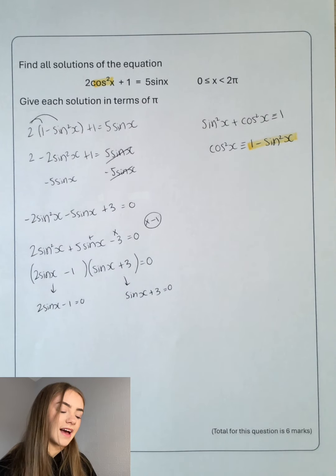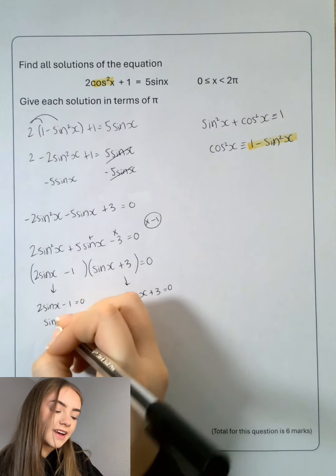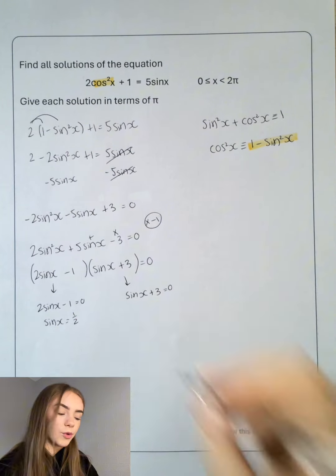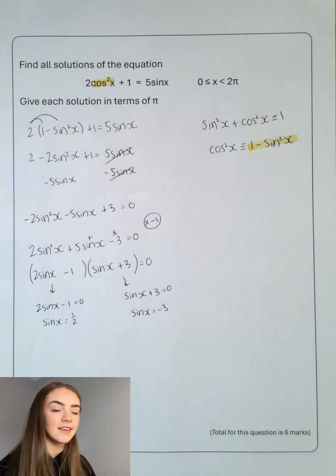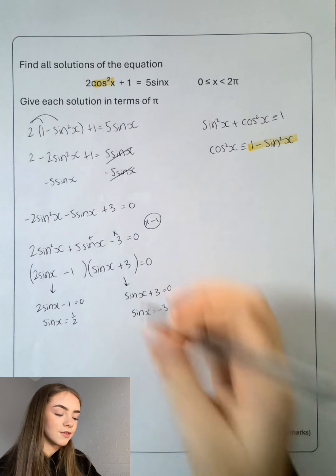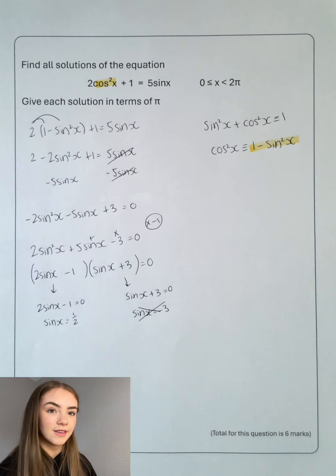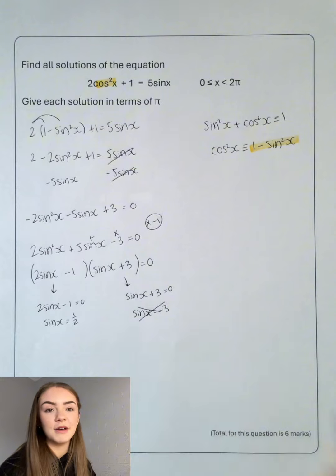Rearranging these to make sin x the subject, we'll have sin x is equal to 1 over 2, or sin x is equal to minus 3. The range of sin x is between minus 1 and plus 1, so this will be invalid. So our only solutions will be for when sin x is equal to a half.